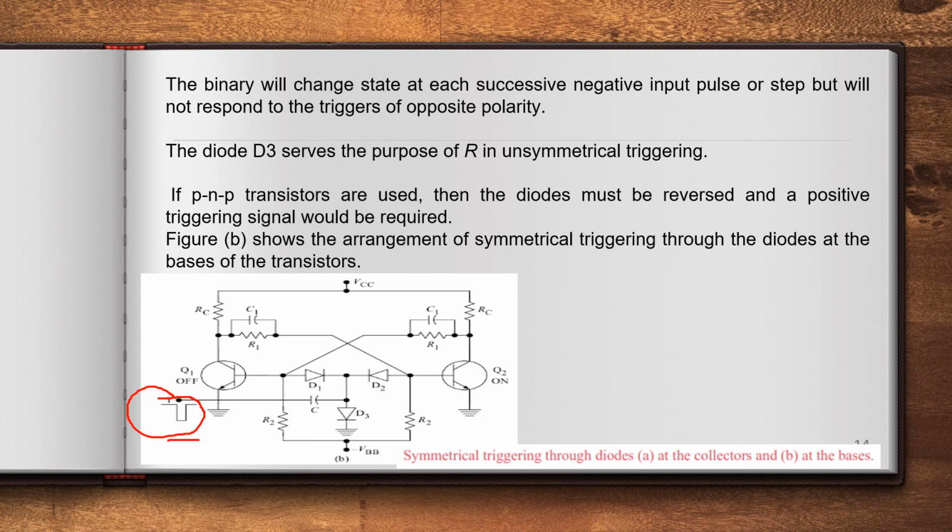The diode D3, you can see diode D3 in the earlier diagram. In place of D3 we used one resistor. So here diode D3 serves the purpose of the resistor in unsymmetrical triggering. If PNP transistors are used, then the diodes must be reversed and a positive triggering signal would be required.